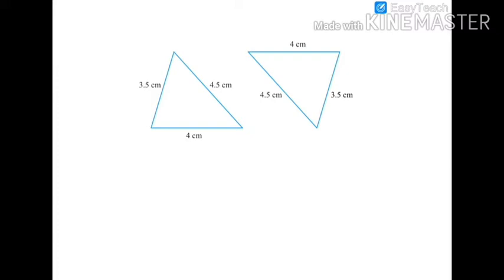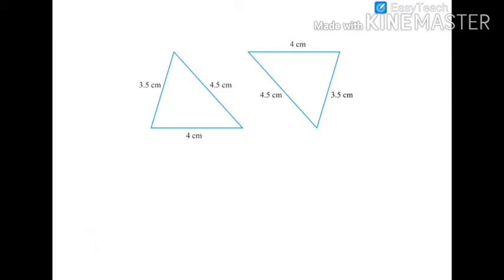We had seen in the very first video of this chapter that we don't need all 6 parts. We just need 3 parts of these two triangles to be equal. And that is how we learnt about 3 criteria: SAS, ASA and AAS.